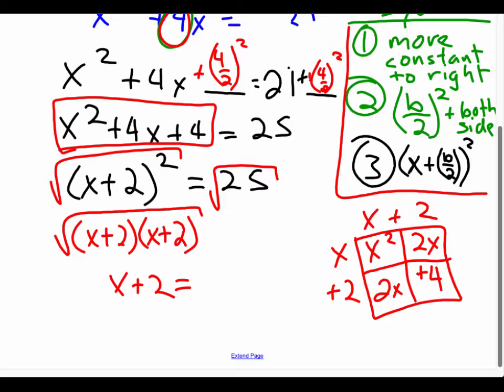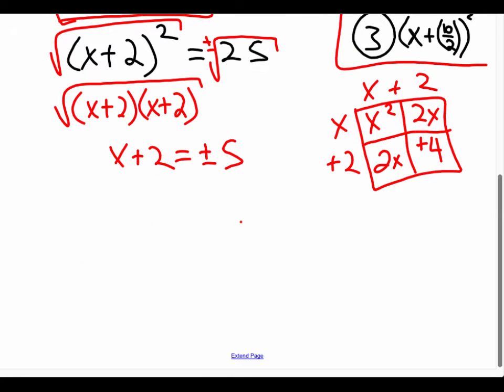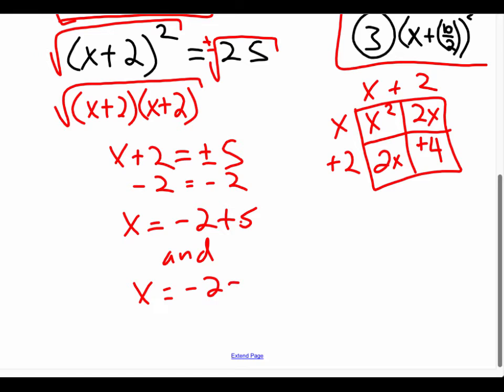And what is the square root of 25? Plus or minus 5. In fact, you should probably put plus or minus here, but we'll say plus or minus 5. Now this is where we get our two answers from. If I subtract 2 from both sides, I get x is equal to negative 2 plus 5 and x is equal to negative 2 minus 5. Negative 2 plus 5 is just 3. Negative 2 minus 5 is negative 7. Okay? Does that make sense?